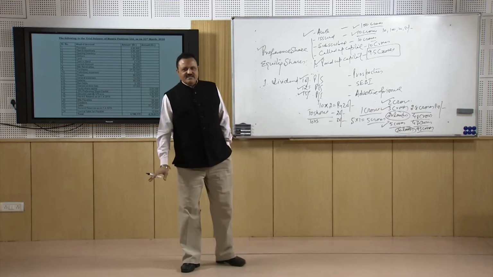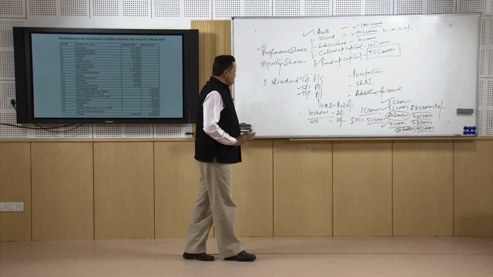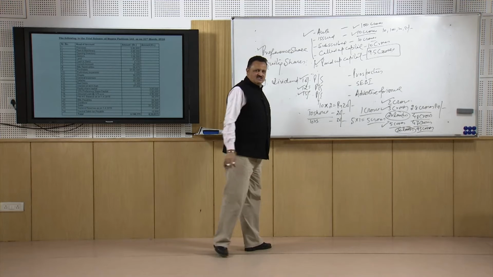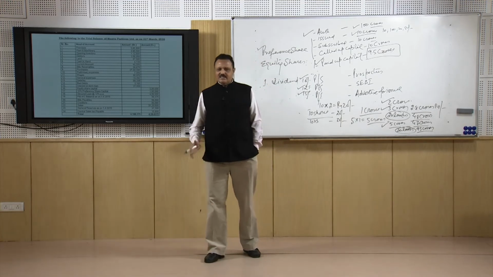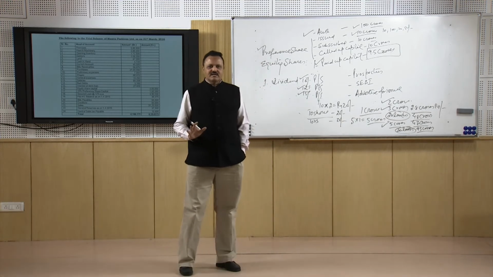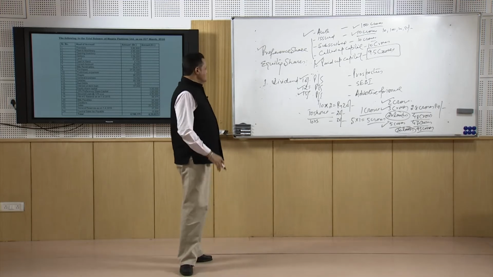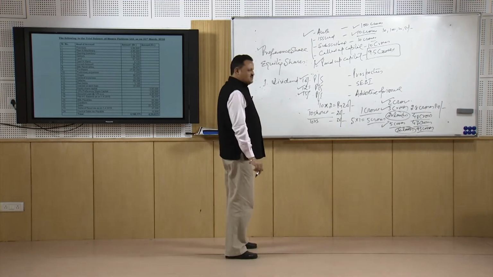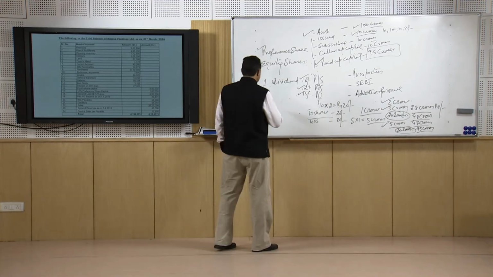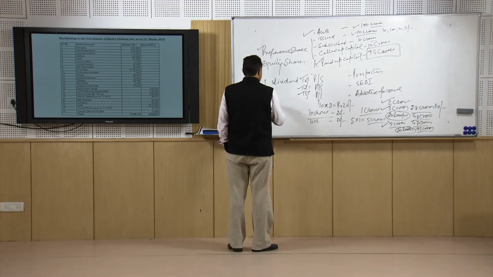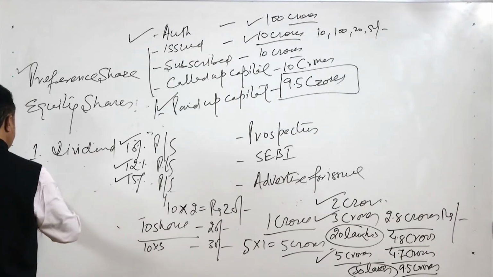So they will be paid the dividend at the pre-specified rate which is written on the share certificate, and at that percentage, nothing more, nothing less, will be paid by the company to these shareholders as a dividend. But they will get the preference over their equity counterparts, and this is the first preference. Second preference is the return of capital.